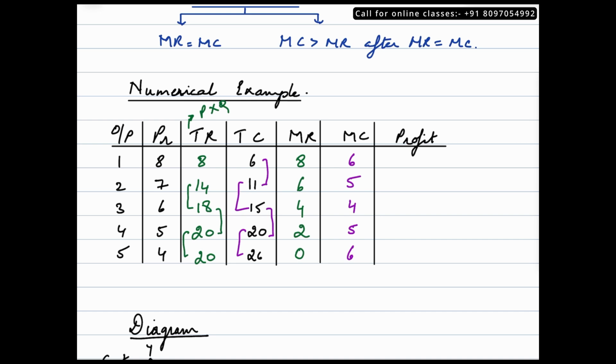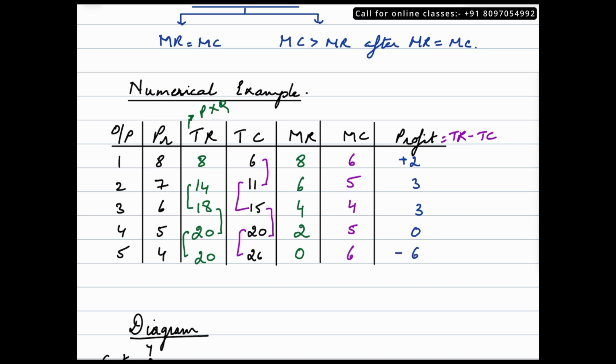Profit is ideally calculated as TR minus TC. So it's basically the difference between these two columns. Let's take a look at the profit. So in the first case it's a positive 2, then we have a positive 3, then we have a positive 3 again, then we have 0, and now we have a negative 6.